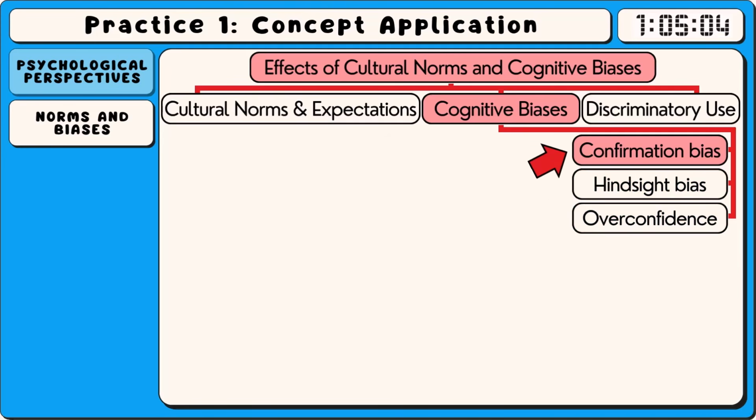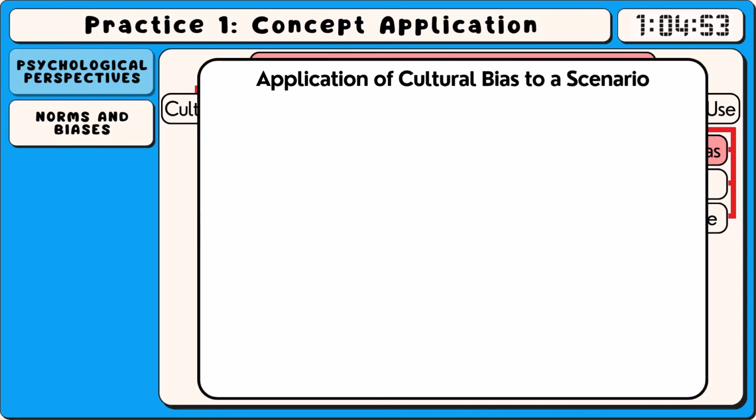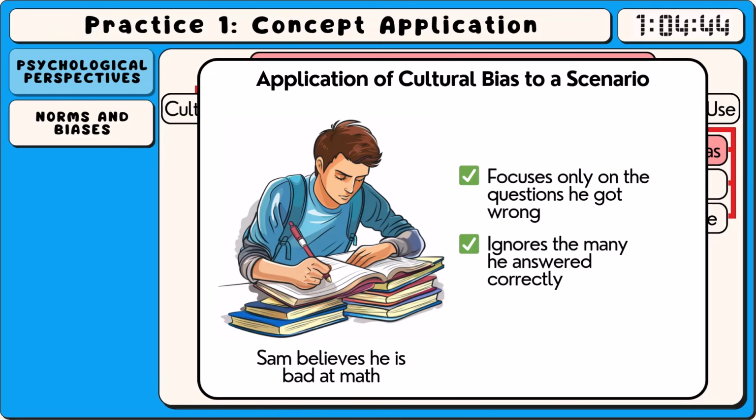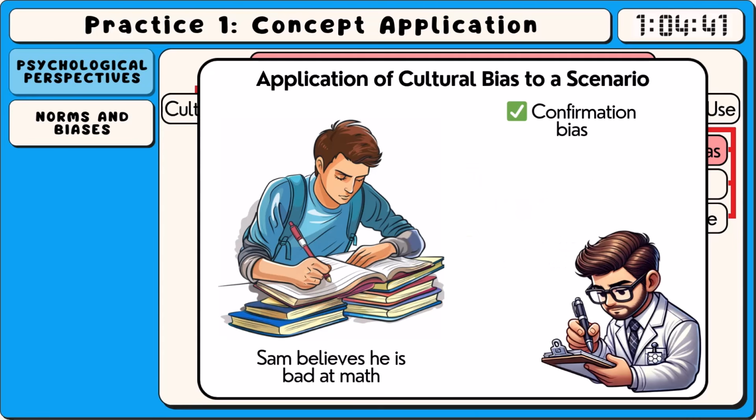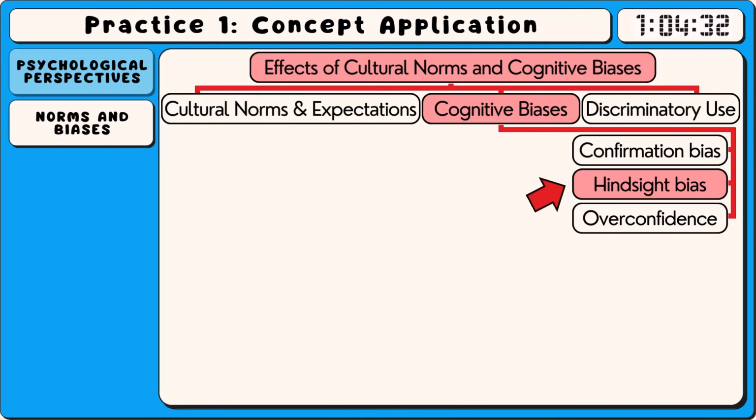First is confirmation bias. Confirmation bias is the tendency to notice and remember information that supports what you already believe, while ignoring information that challenges your belief. For example, imagine a scenario where Sam believes that he is bad at math. After a test, he focuses only on the questions he got wrong and ignores the many he answered correctly. In this case, Sam is showing confirmation bias because he is paying attention only to information that supports his existing belief.